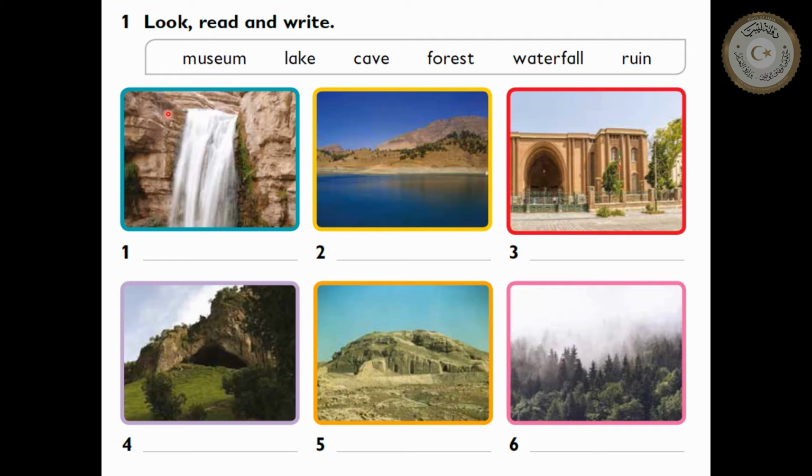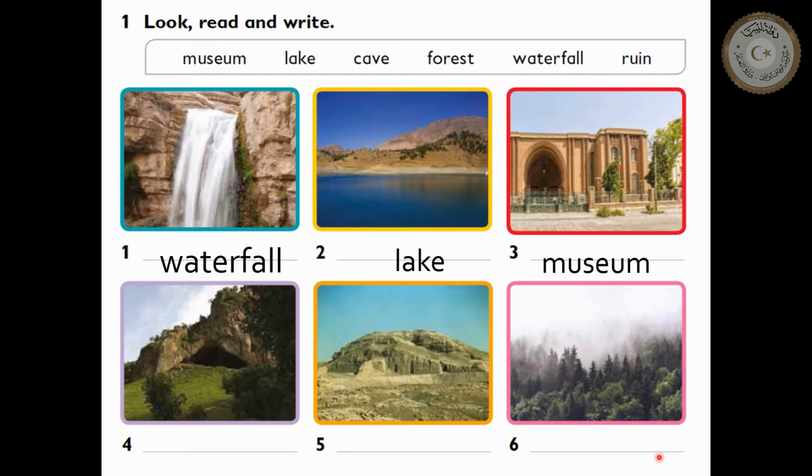Can you see the first picture? It is waterfall. What's this? It is waterfall. So where's waterfall here? We need to write waterfall here. Okay, excellent. So look to the picture, read the word from the box, and write it under the picture. Number 1, waterfall. What about number 2? Lake. Excellent.